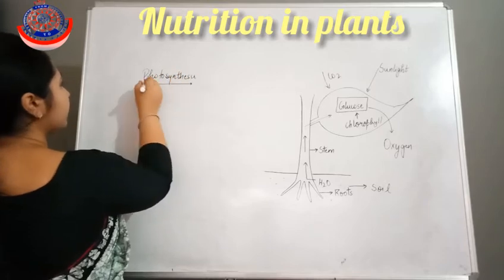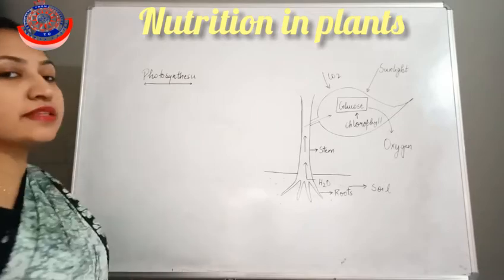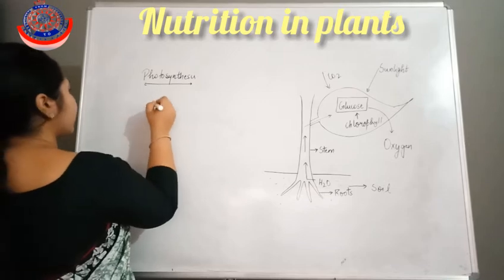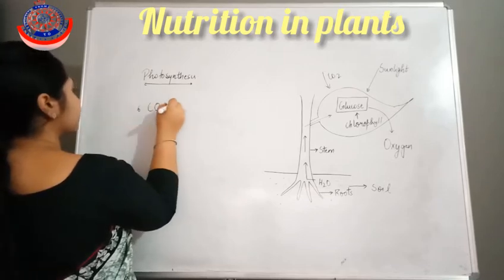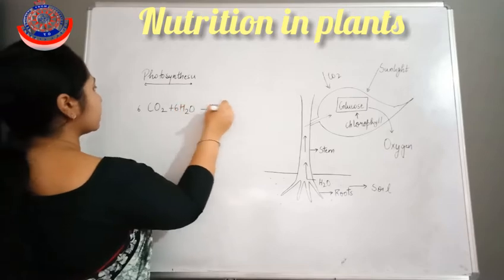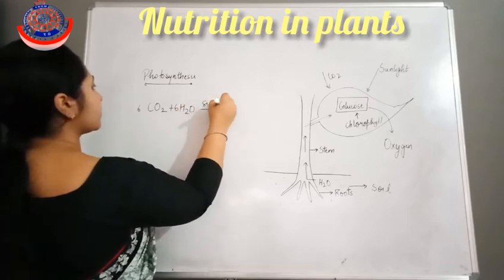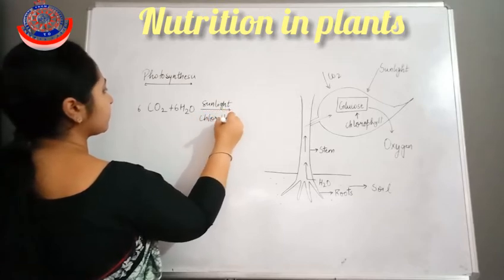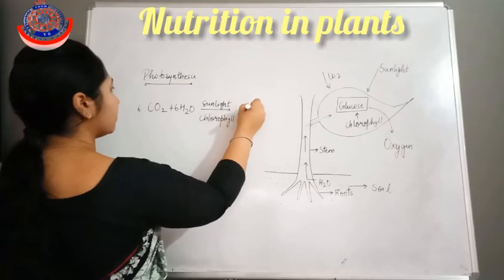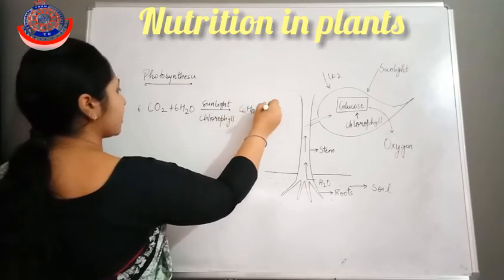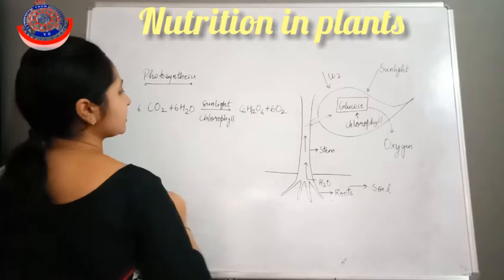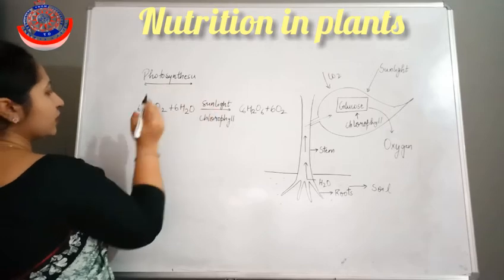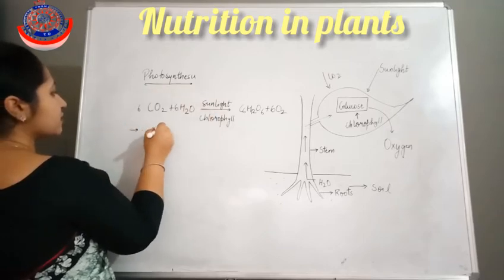Photosynthesis means that plants prepare their own food, as they are autotrophic organisms, by carbon dioxide plus water in the presence of sunlight and chlorophyll. It will form glucose plus 6 oxygen. Okay. So these are the four conditions that are required for the photosynthesis process.